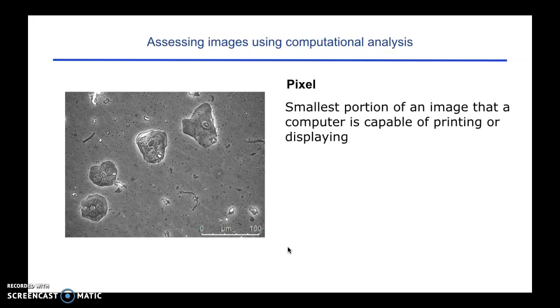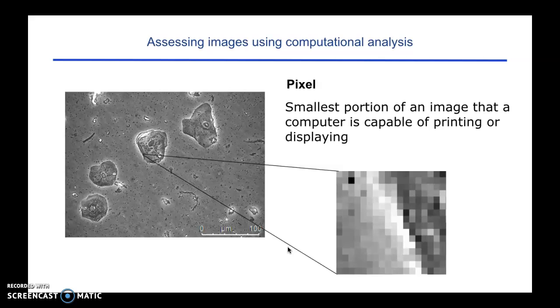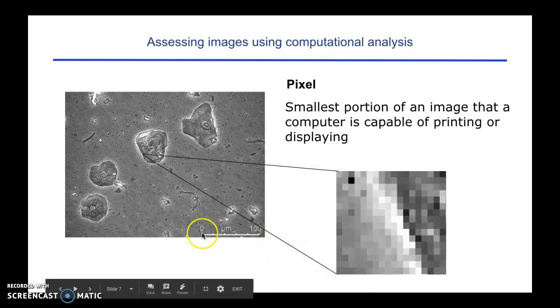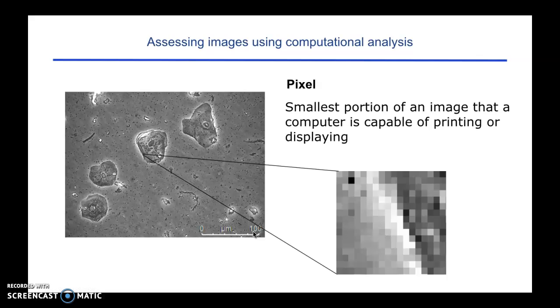Before I mention computational analysis, I'll have to mention pixels, which are the main thing that the computer is going to be reading. A pixel itself is just the smallest image element that the computer can display and compute. So using this scale right over here, I can scale the pixel size and generate numbers.